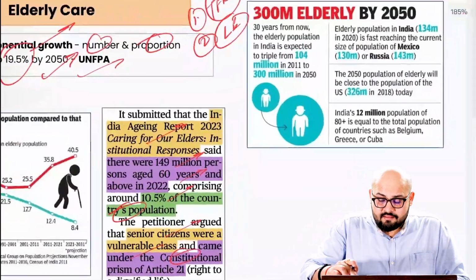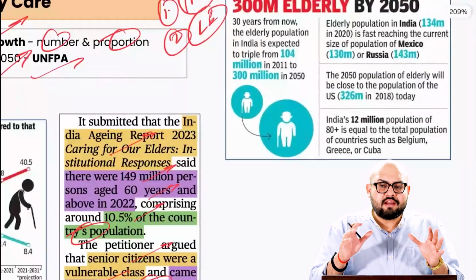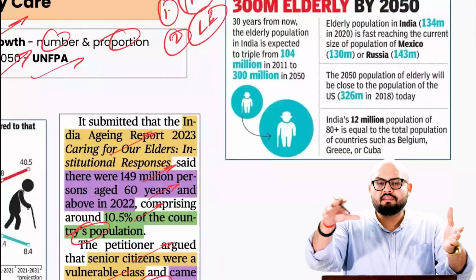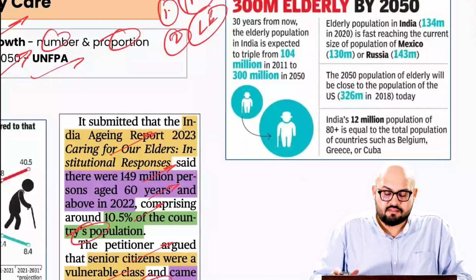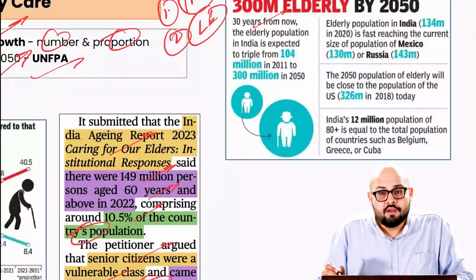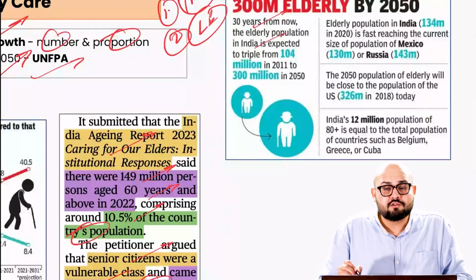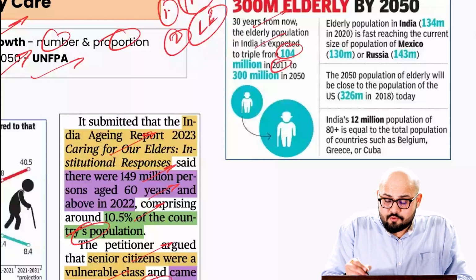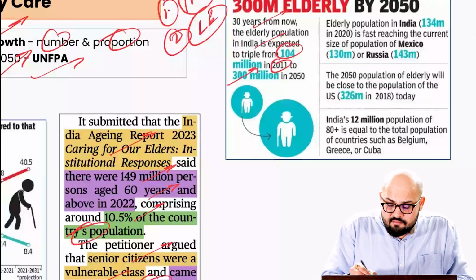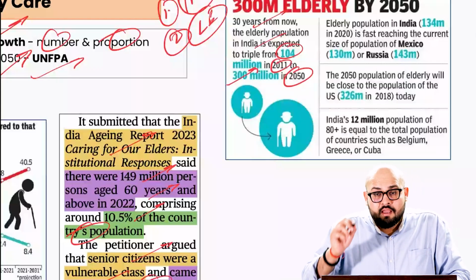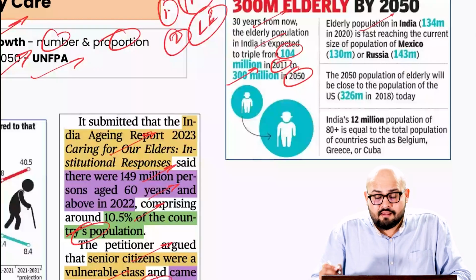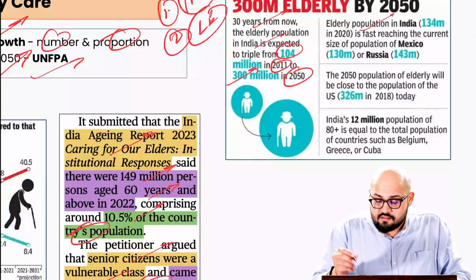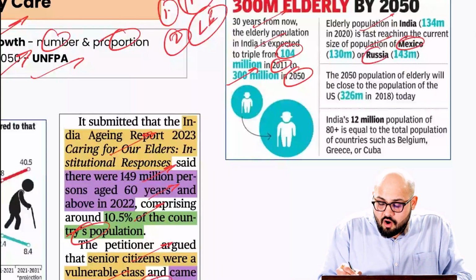Now, if you look at this infographic, it is trying to compare the elderly population in the country with the population of different countries. It is saying that 30 years from now, the elderly population in India is expected to triple from 104 million, according to the 2011 census, to 300 million by 2050. Now, the elderly population in India is fast reaching the current size of the population of Mexico or Russia.